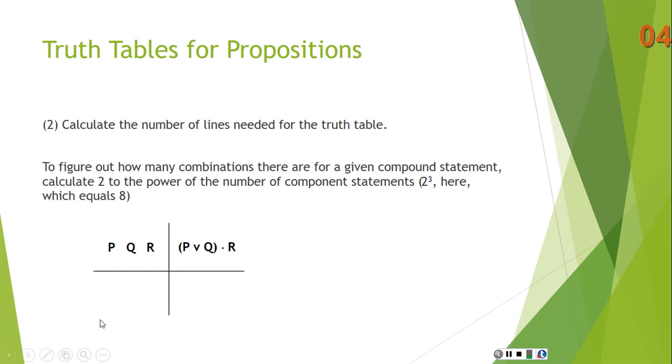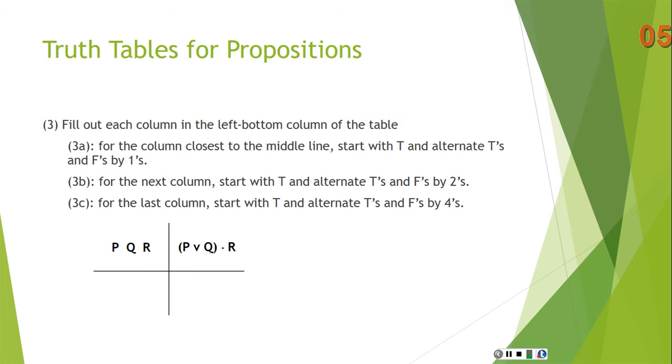And the reason we're doing the 8 lines of T's and F's is because we want to list every single possible combination of truth values for P, Q, and R. You know, you can have T, T, T when P is true, Q is true, R is true. You can have F, F, F when P is false, Q is false, and R is false. And you have to list every single combination. So there are actually 8 combinations, and we'll see that on the next slide.